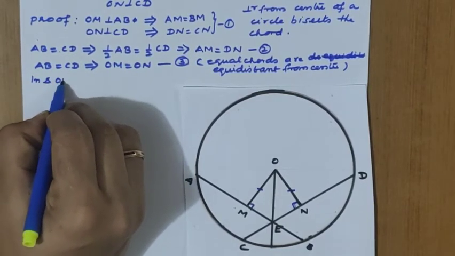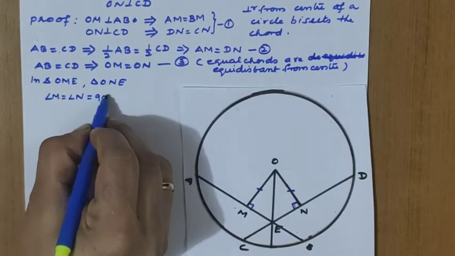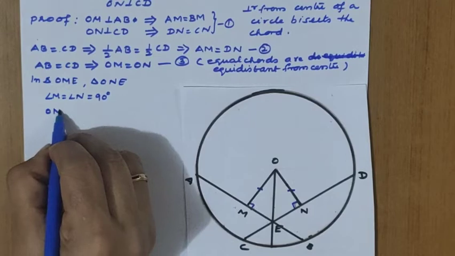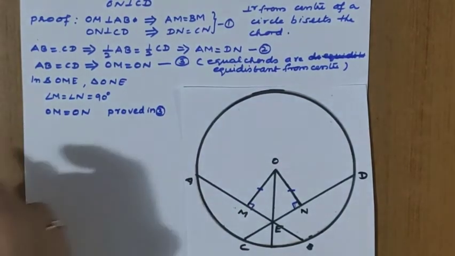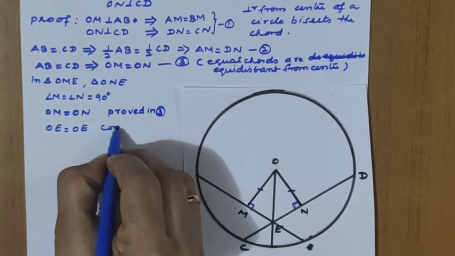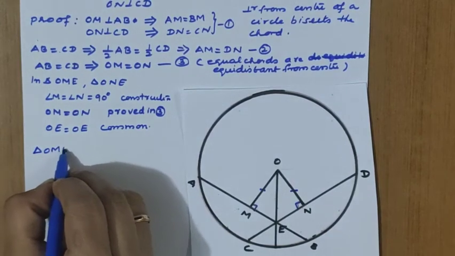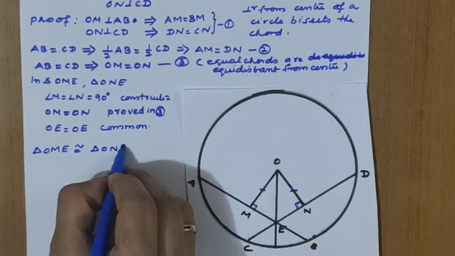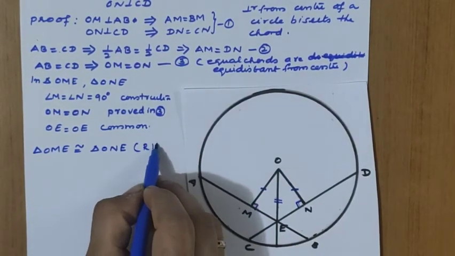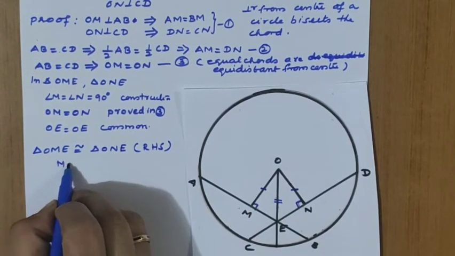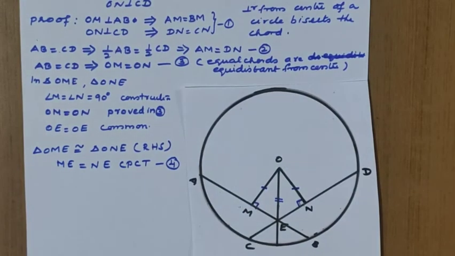Which are the triangles? Triangle OME and triangle ONE. Angle M equal to angle N equal to 90 degree by construction, right? Now what is the next one? OM equal to ON, equation number 3, that is proved in 3. Now OE equal to OE common. Here if you want you can write construction as the reason. So triangle OME is congruent to triangle ONE. What is the criteria? One is 90 degree, OE common side we have taken, that is the hypotenuse, one side. So it is RHS criteria. Now what we can write here? ME equal to NE by CPCT. Equation number 4.